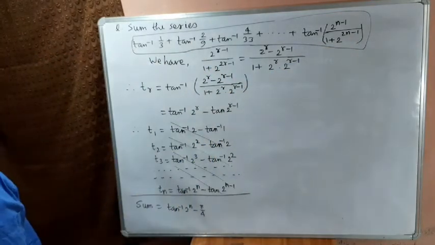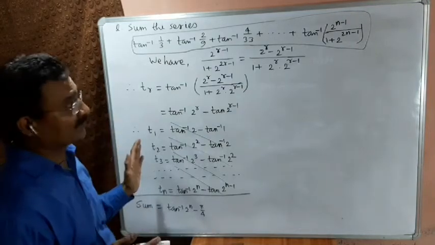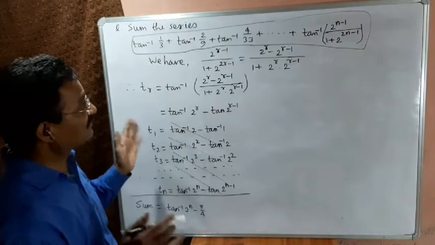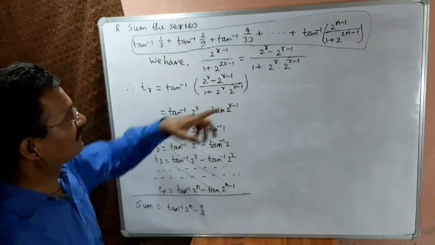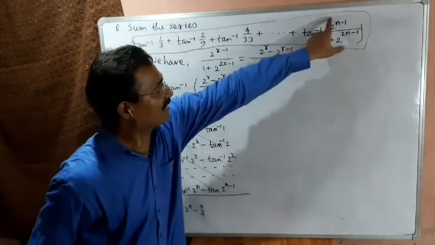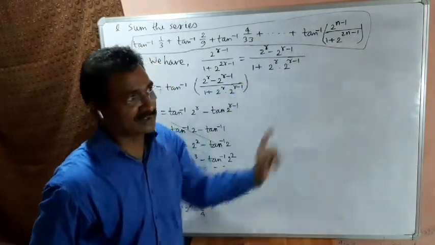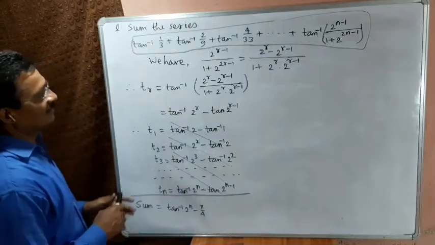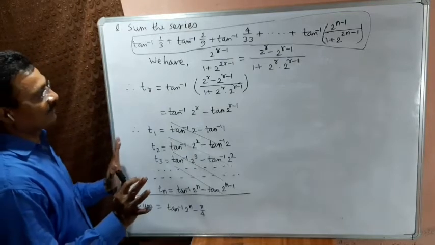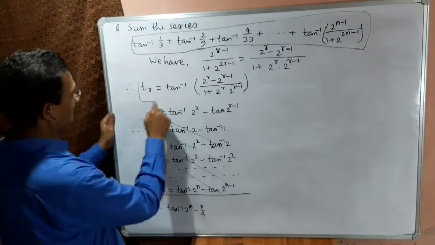So therefore, we can find its rth term. Its rth term will be tan inverse of 2 to the power r minus 1 by 1 plus 2 into 2 to the power r minus 1. Is it clear? Its rth term will be this one.